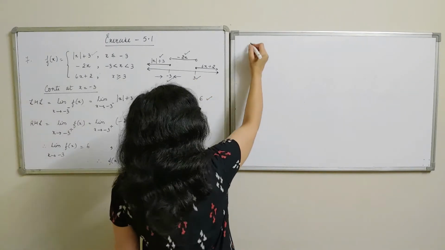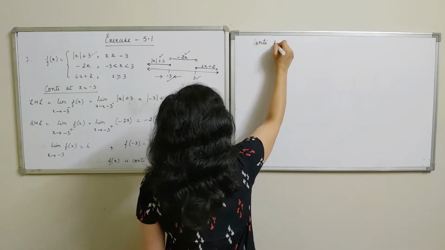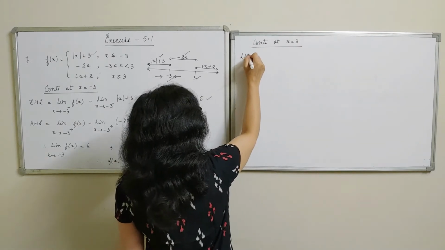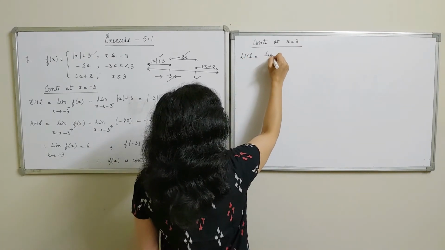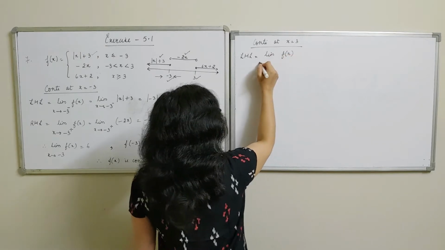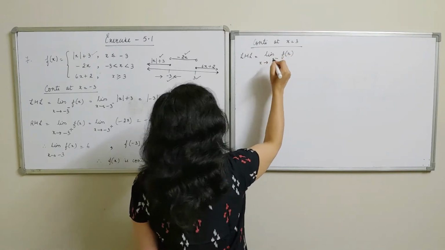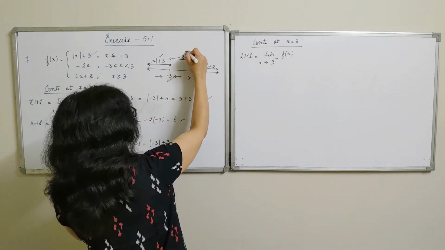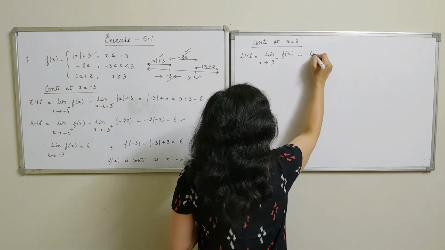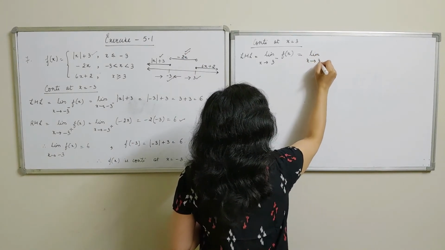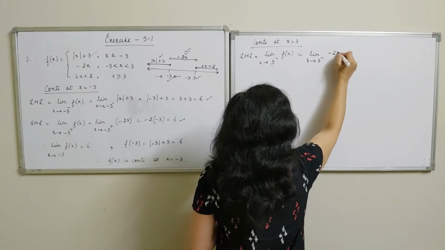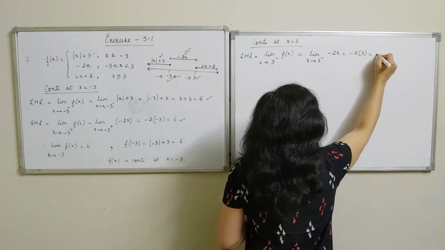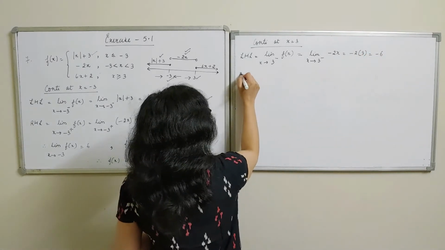The other point that we have here is 3. So now let us check continuity of the function at x is equal to 3. Once again, starting with the left hand limit of the function f(x) when x tends to 3 minus. That means we are approaching 3 now from the left hand side and our function is minus 2x. By direct substitution, minus 2 times the value of x, which is now 3. So the left hand limit is minus 6.